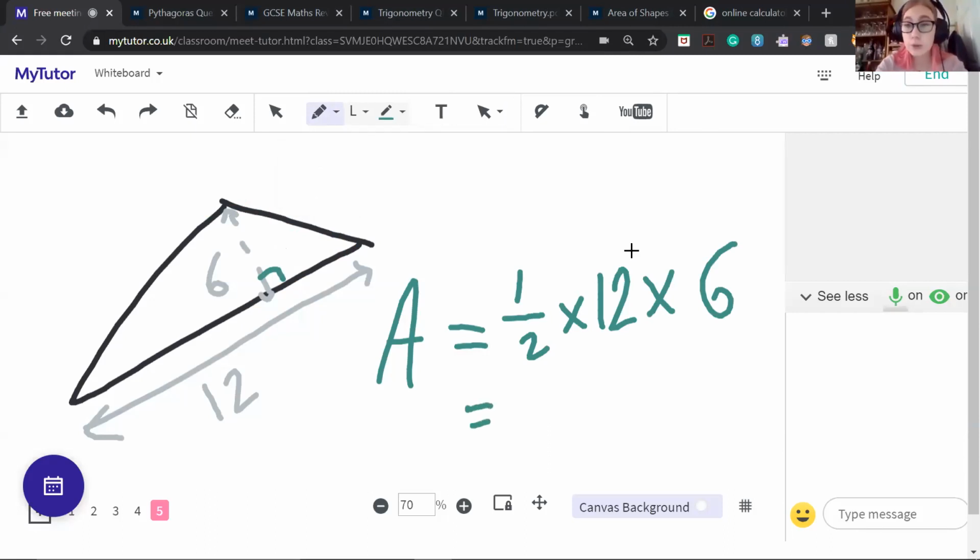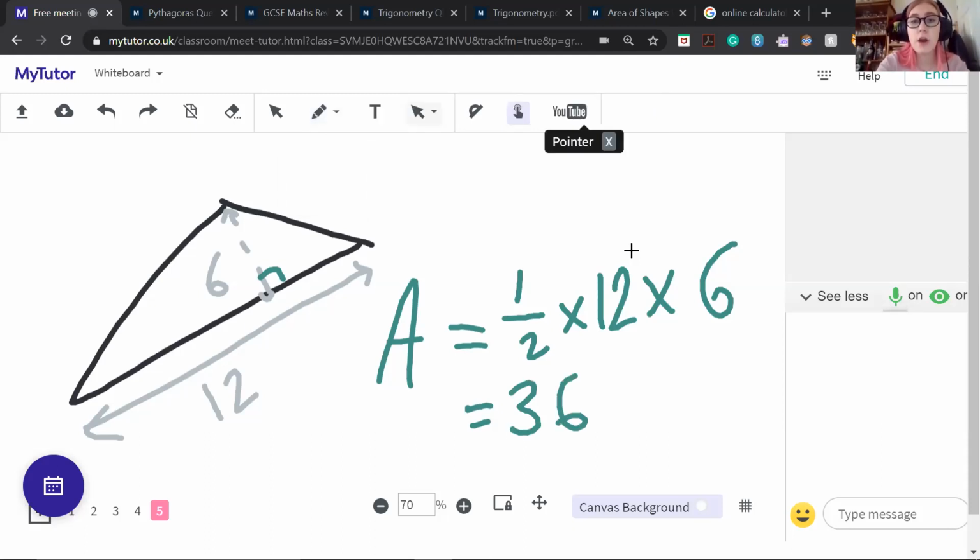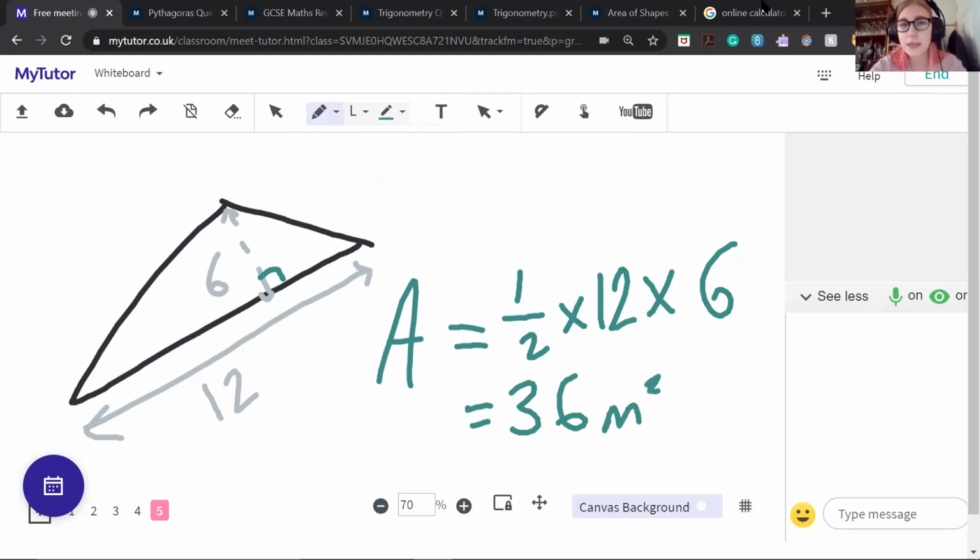And here we can do a couple of things. We can either do half times 12, which is 6, and times it by 6. We can do half times 6, which is 3, and times that by 12 to get 36. Or we can do 12 times 6, which is 72, and divide it by 2, which is 36. And each time we get 36. I didn't give this any units, but it will be something squared, whatever the units happen to be.